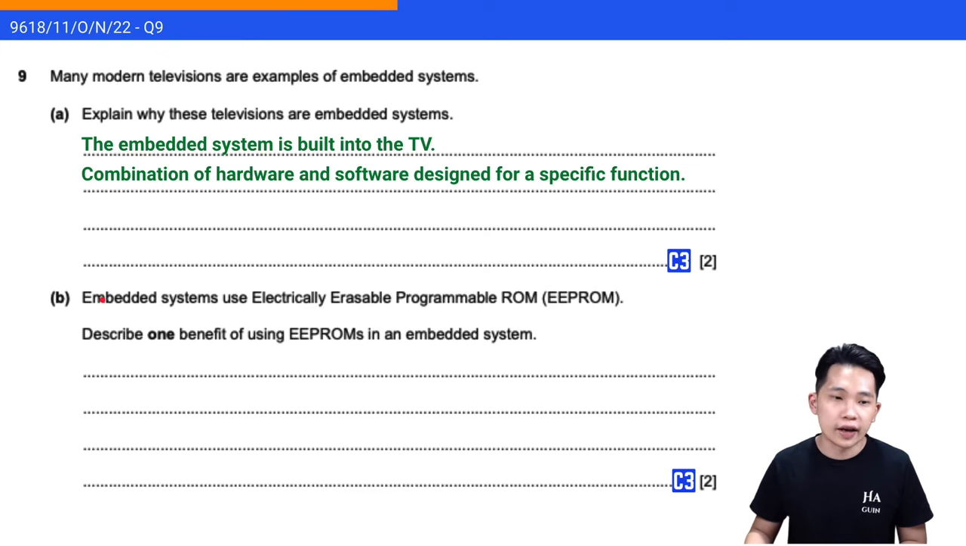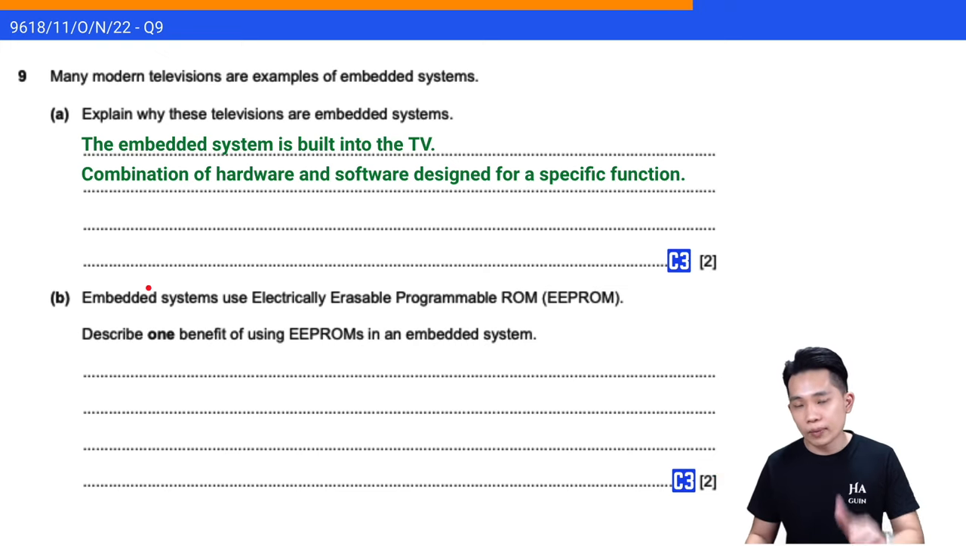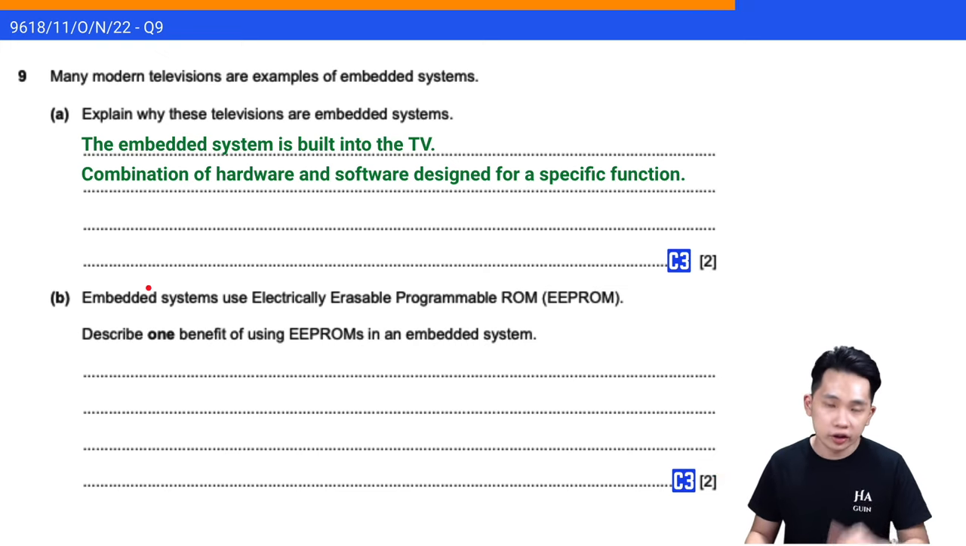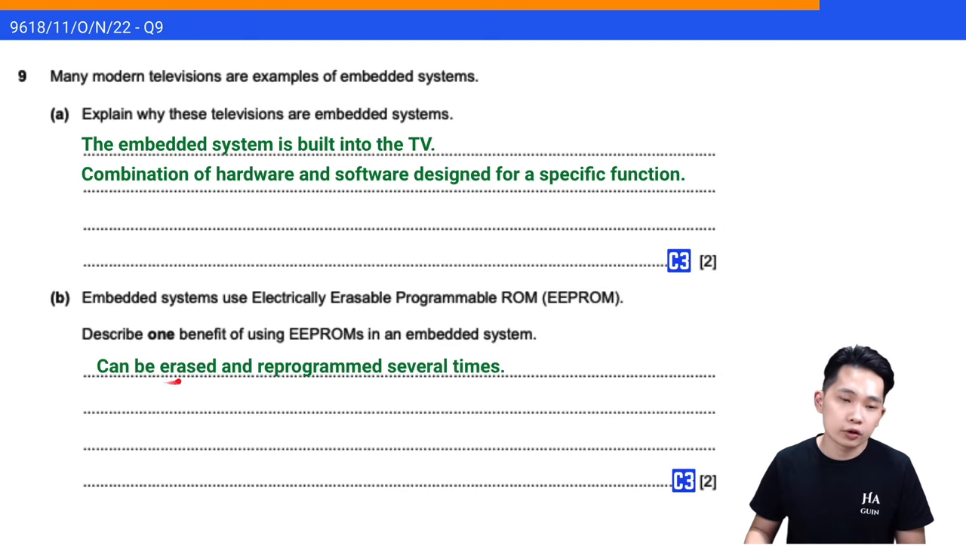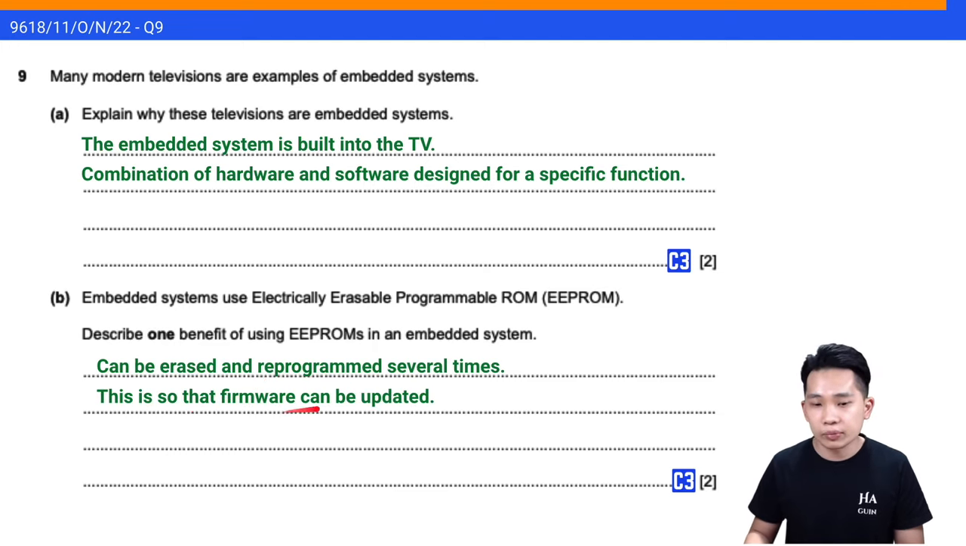The next question is, embedded systems use electrically erasable programmable ROM, which is EEPROM. Describe one benefit of using EEPROMs in an embedded system. And this is a 2 marks question asking for one benefit. So we can describe one benefit and further elaborate on the benefit. So the major benefit of EEPROM would be, it can be erased and reprogrammed several times. And to further elaborate would be, this is so that firmware can be updated.